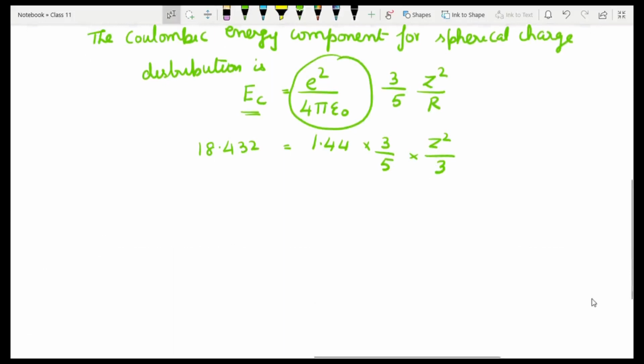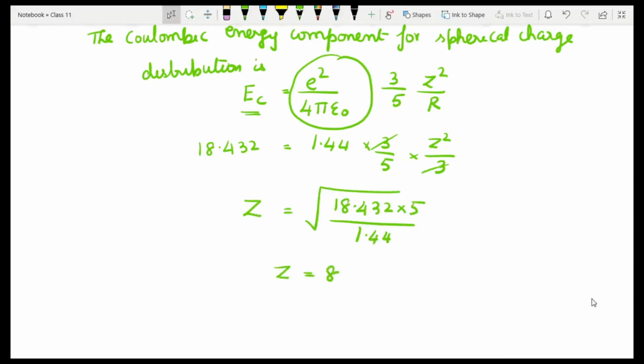So this 3 and this 3 will cancel off. So Z is equal to root of 18.432 into 5 divided by 1.44, that is equal to 8. So the atomic number corresponding to this binding energy and this radius is 8.